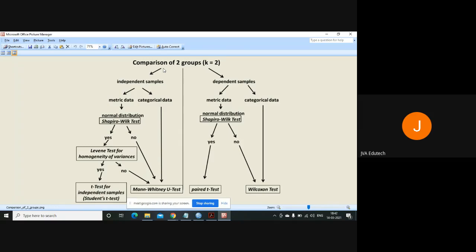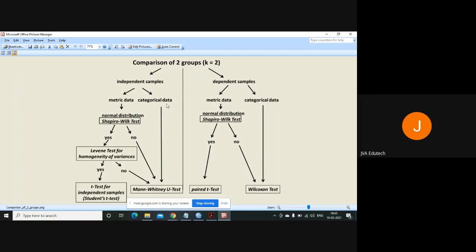So I have a dependent variable, and that dependent variable is work life balance. I want to measure this on my sample, where my sample has two categories. Now, what to do? First, I'll see whether these two categories are related or not. If these two categories are not related, it makes a case of independent sample. Then I'll check whether I have taken my data on a metric scale or a categorical scale.